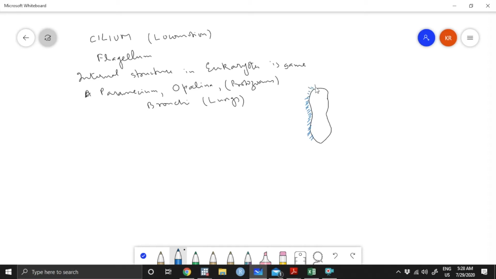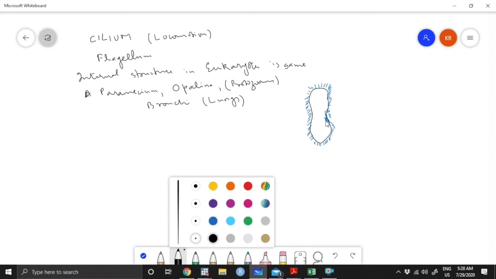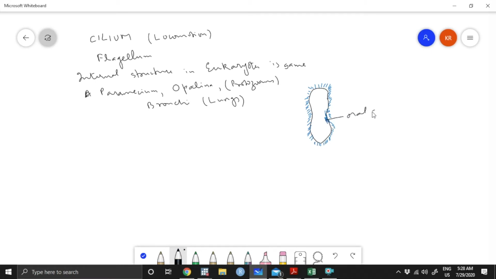So this is how generally we show the cilium. Remember that cilia are present all throughout the body, and on a piece of paper or on this board, it's not possible to show a 3D view. So remember that this is on all the sides of the body. So even in the front over here, cilia are present. Everywhere cilia are present. In paramecium, this part is called the oral groove. So there are cilia present everywhere.